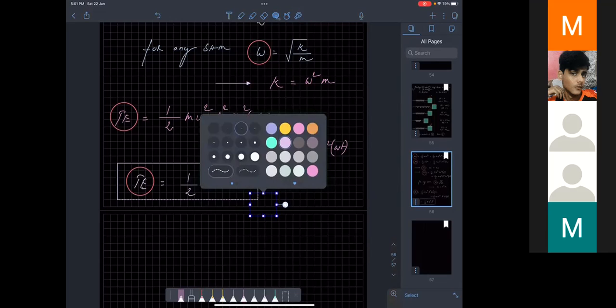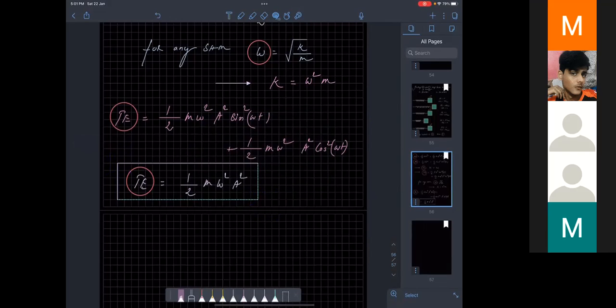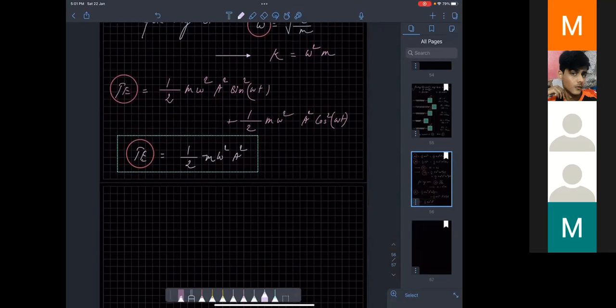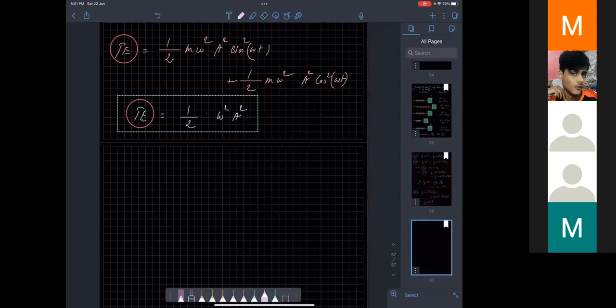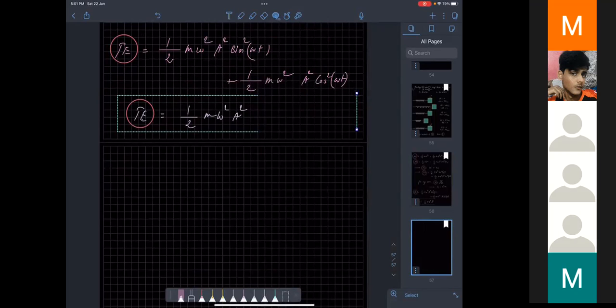And I'll write this in a different way also. I'll use the same relationship between omega, m and k. So can I write m omega square as k? Yes. So total energy is also equal to half k a square. Fine.